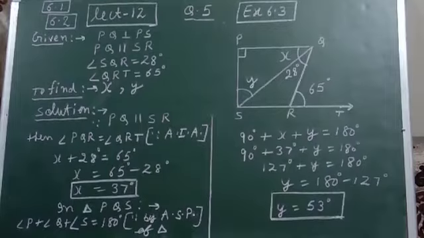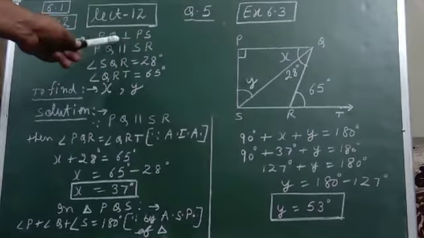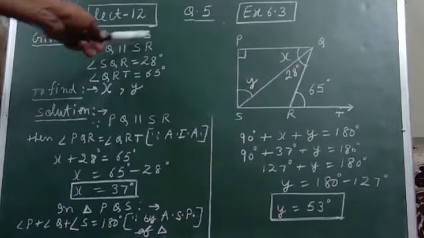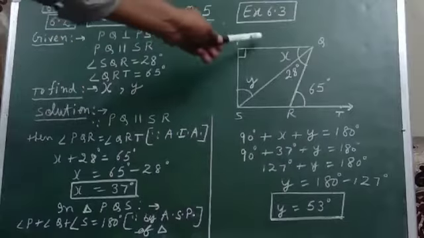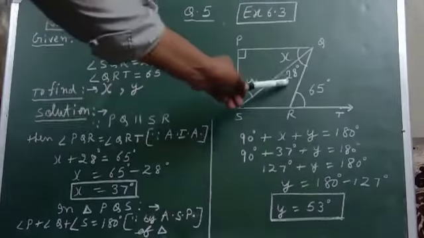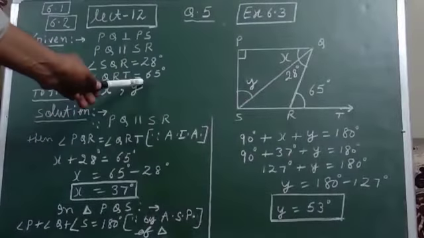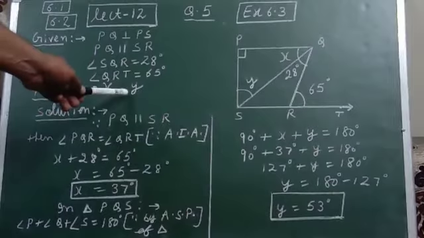So let us see the solution of fifth question. This is the fifth question. This figure is given. In this figure, PQ perpendicular to PS. Then PQ and SR are parallel. Angle SQR is 28. Angle QRT equal to 65. And we want to find out value of X and Y.